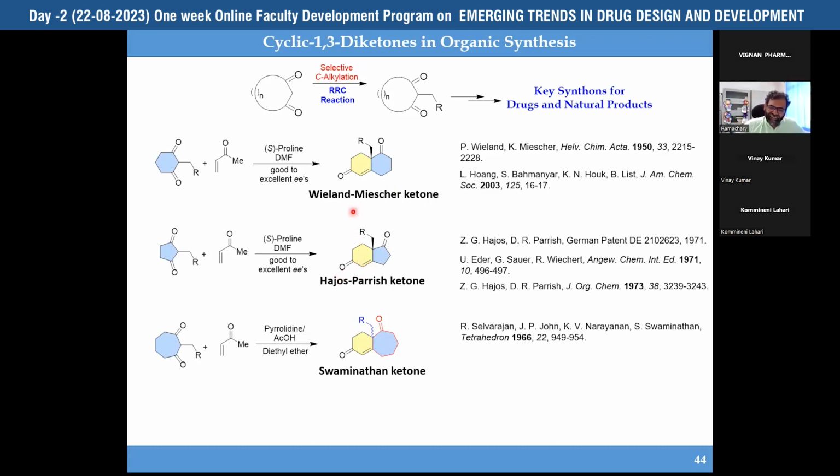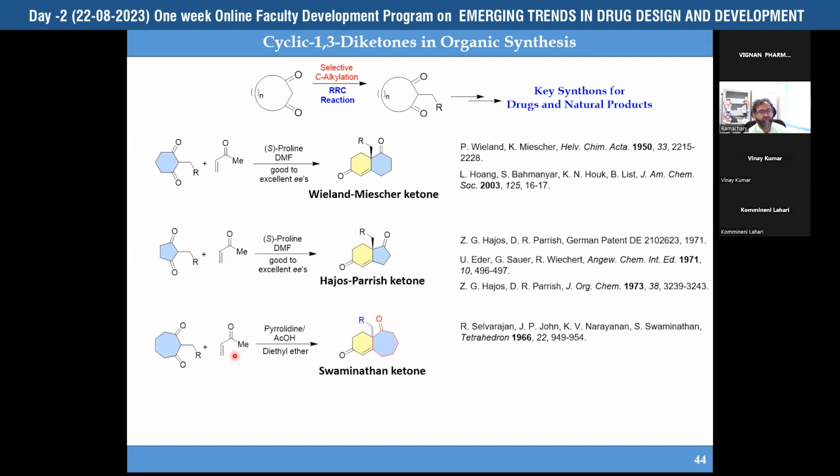You see, this is not that much developed. Somehow the drawback is that after 1962, and then 1971, Hajos-Parrish and Wieland-Miescher evolved to a bigger level. But the Swaminathan ketone did not evolve that much, because when you use proline in solvent, the product did not form at room temperature. Only with heavy heating is it formed. So that is the drawback, and this reaction was not developed much.